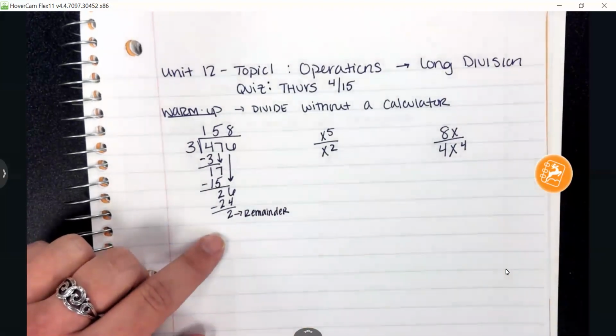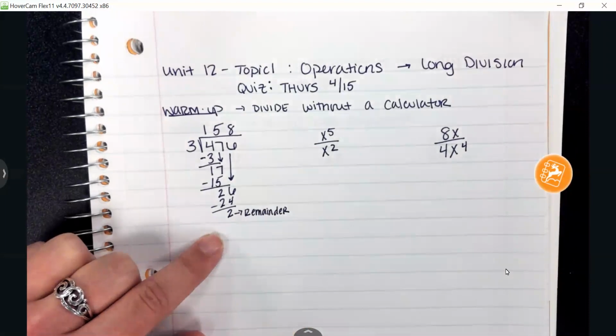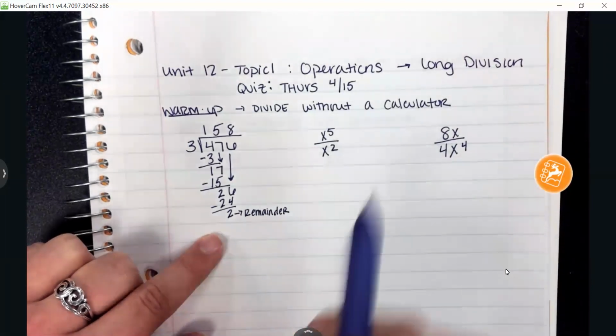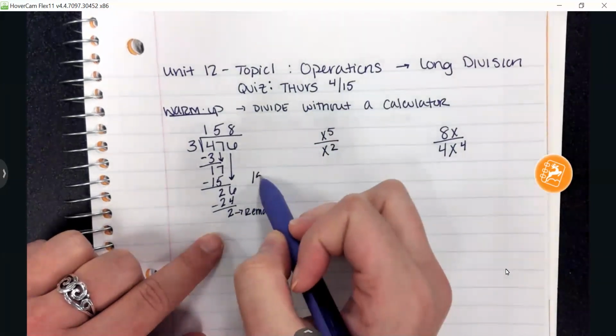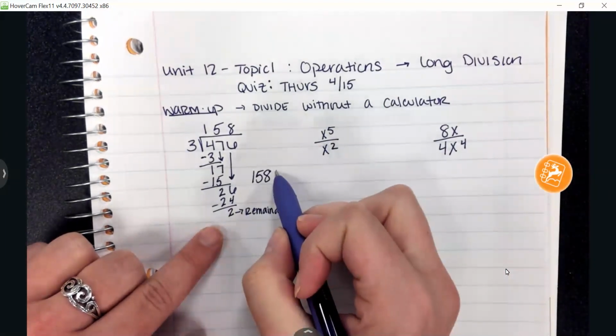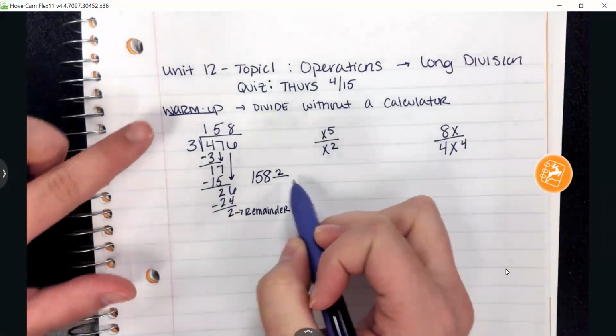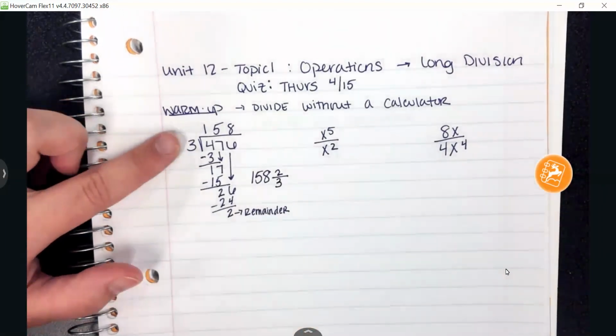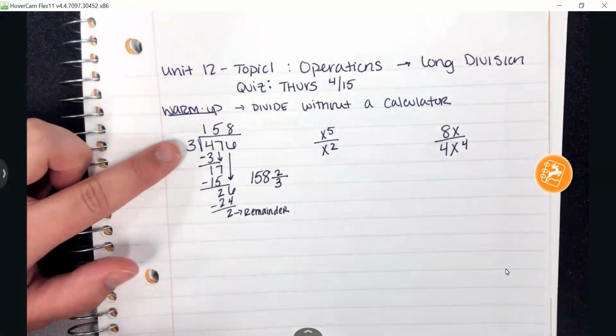So how do I write my final answer? It's going to look like a fraction. 158, and then my remainder is 2 out of the 3 total pieces I was trying to separate it into.